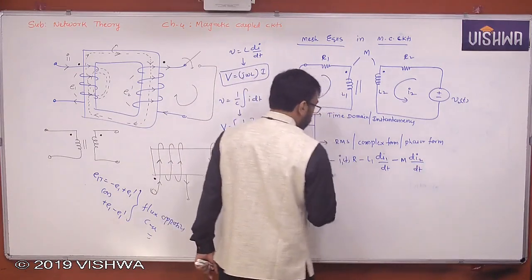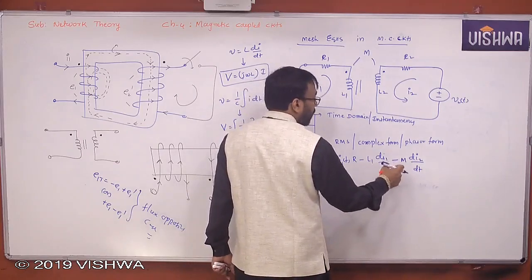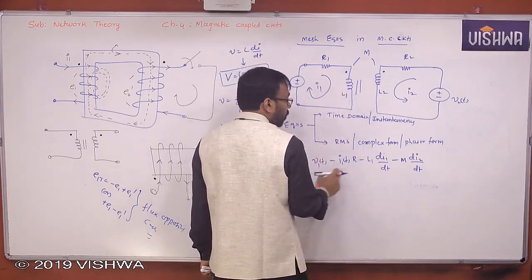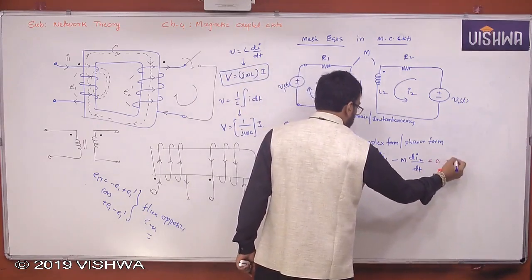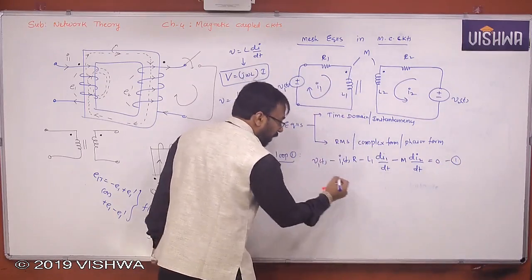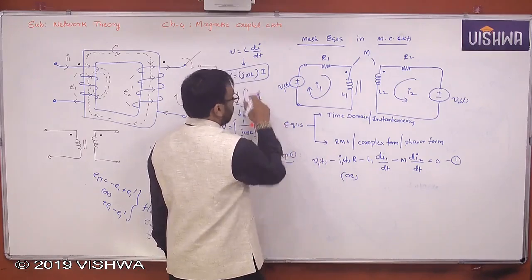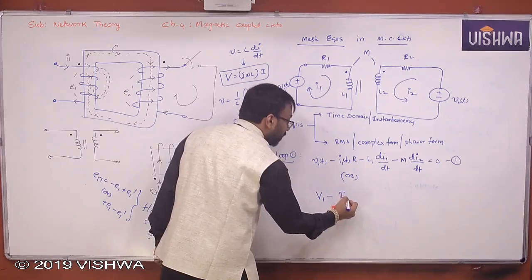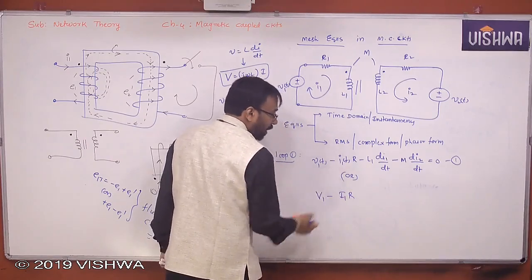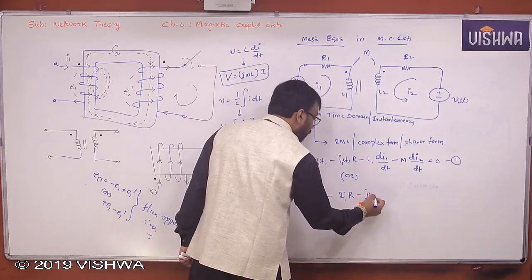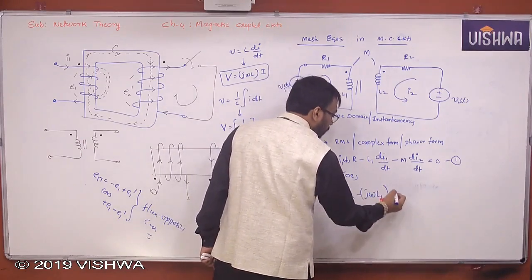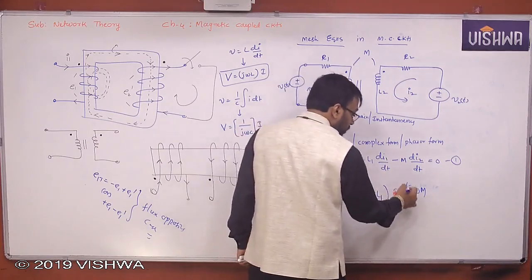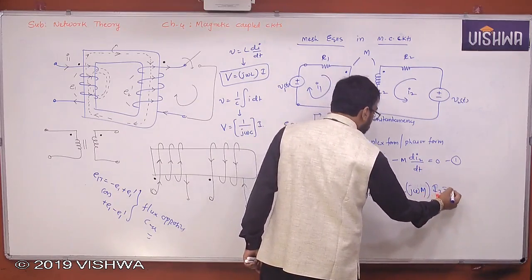Now here, V1 minus I1 R minus L1 di1 by dt minus M di2 by dt, total 4 terms with self and mutual induced, equals 0. This is the equation in time domain. But if you go for complex, you know that capital V1 minus capital I1 into R, RMS completely, minus j omega L1 into I1 minus j omega M, which is also in Henrys, into I2 is equal to 0. That's it.